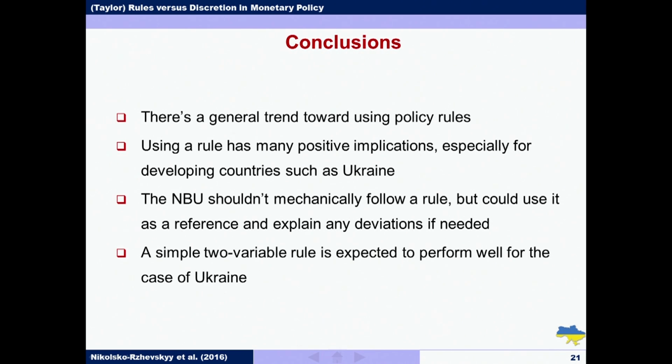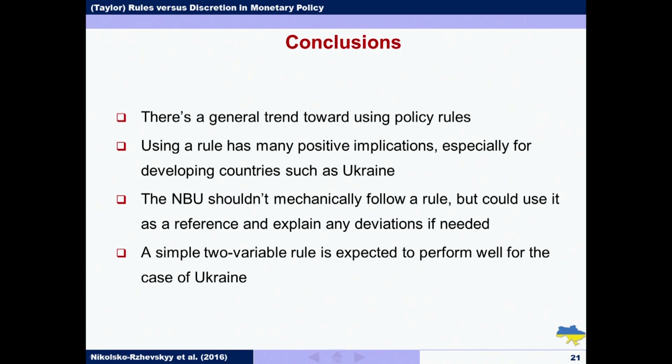And to conclude, here are the points that we went over in this paper. First of all, if you look at empirical evidence, we can see that there is a clear trend towards using policy rules all over the world. Using a policy rule for the case of Ukraine might be really advantageous for the economy, because first of all, it will increase credibility of monetary policy, it will anchor inflation expectations, and it will encourage further investment in Ukraine. The NBU shouldn't mechanically just follow the rule. However, it's usually a good idea to refer to a rule each time the NBU changes its policy rate, and at times when the NBU has to deviate from the rule, those deviations would have to be explained.